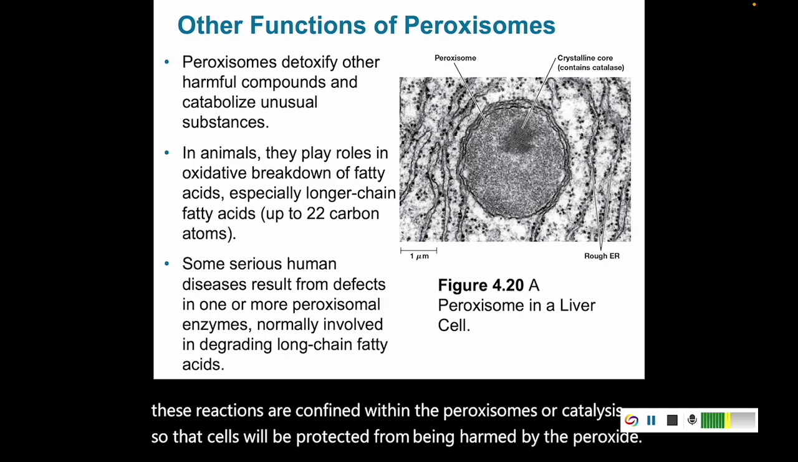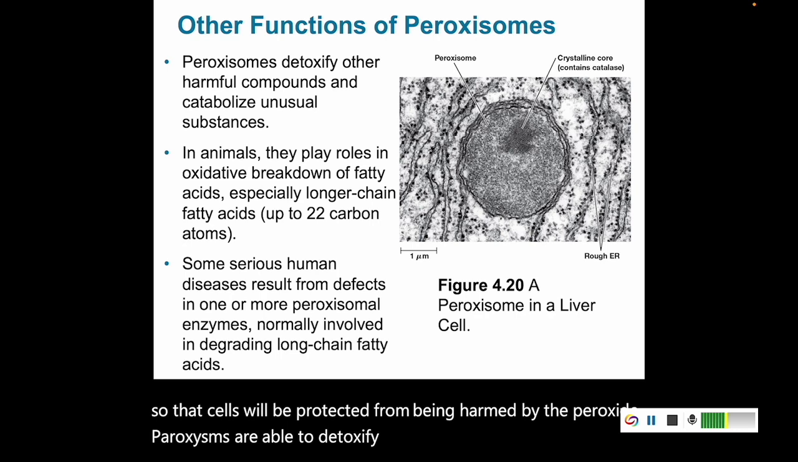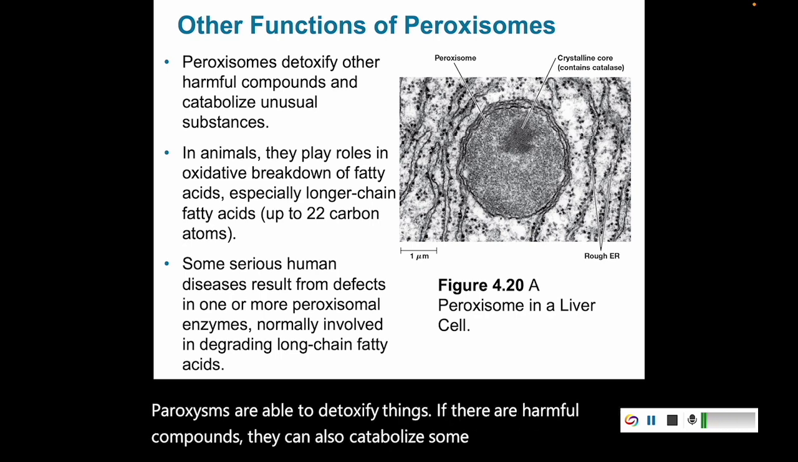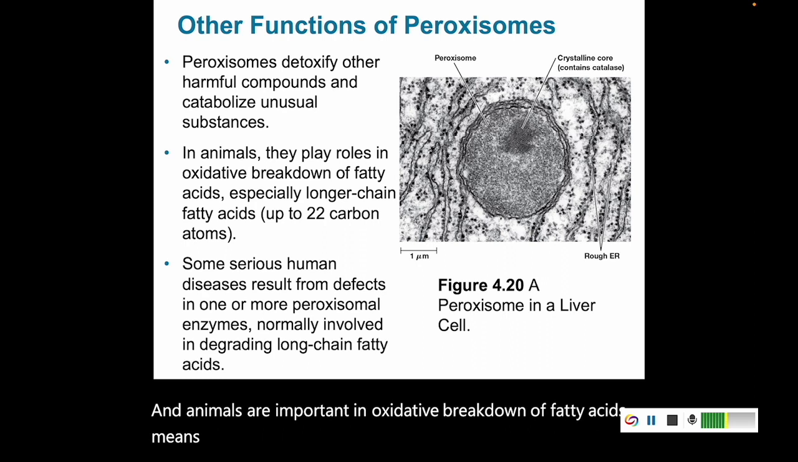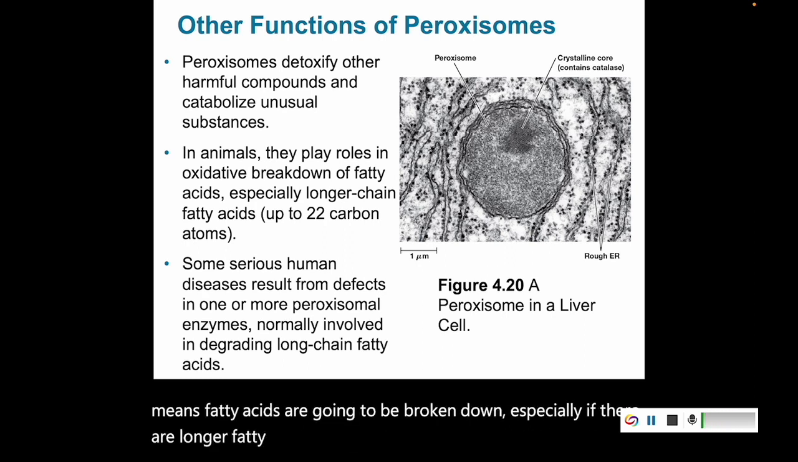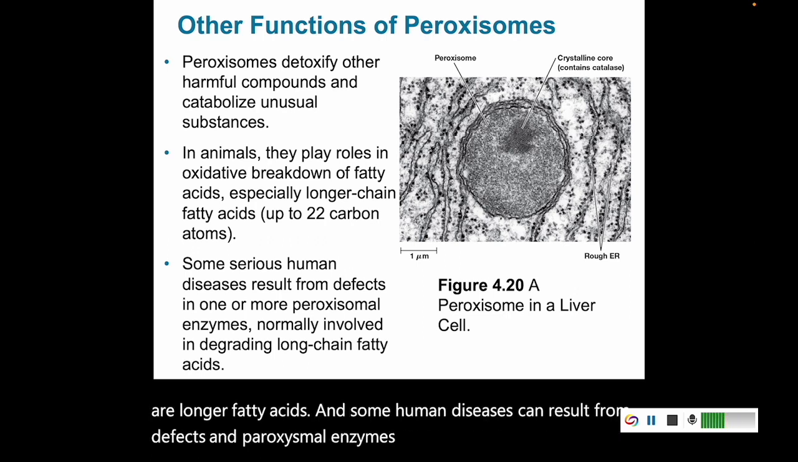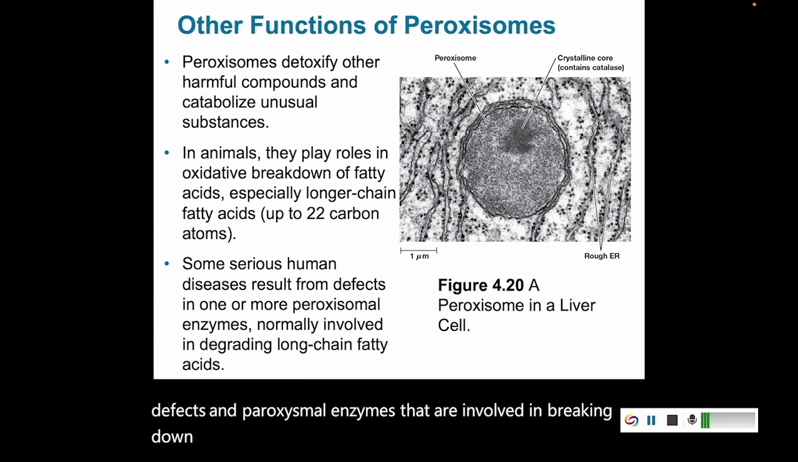Peroxisomes are able to detoxify things if there are harmful compounds. They can also catabolize some unusual substances. In animals, they're important in oxidative breakdown of fatty acids. It means fatty acids are going to be broken down, especially if they're longer fatty acids. And some human diseases can result from defects in peroxisomal enzymes that are involved in breaking down those fatty acid chains.